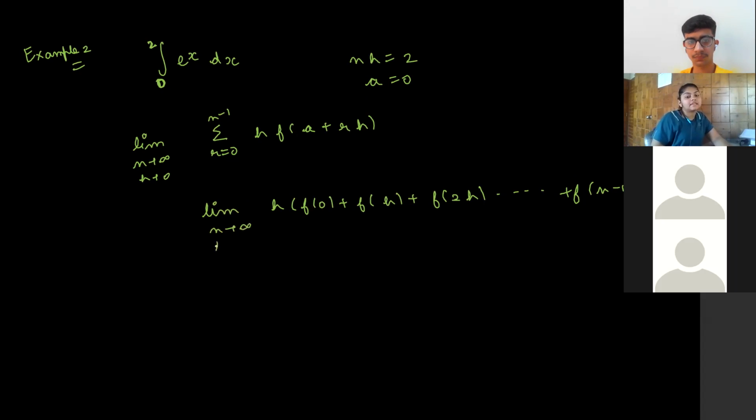Can't we write nh as n times 2 by n? No. You can write it, but try to substitute in terms of nh only. So f of 0 will be how much? e raised to x, e raised to 0, 1. Similarly, f of h will be e to the power h, e to the power 2h, so on and so forth till e to the power n minus 1h.